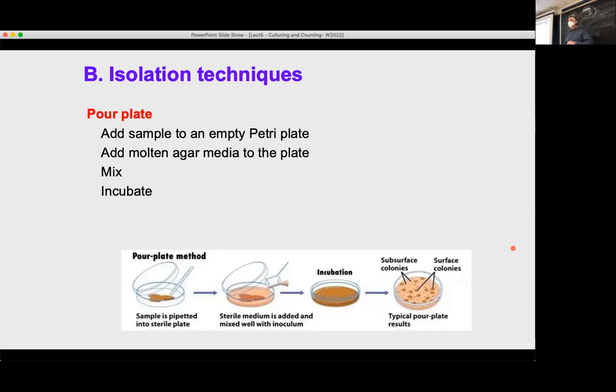Then there's a pour plate. This is another technique. So with a pour plate, I should just use the little one. Is this big enough for you guys? Nobody's complained yet.